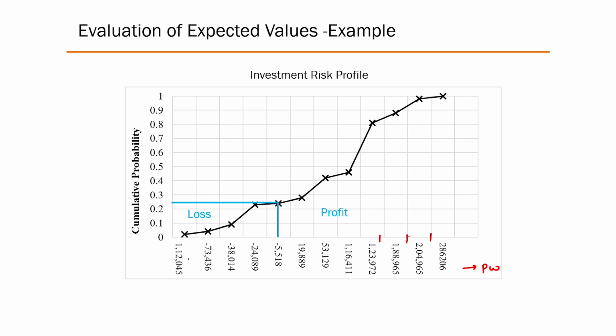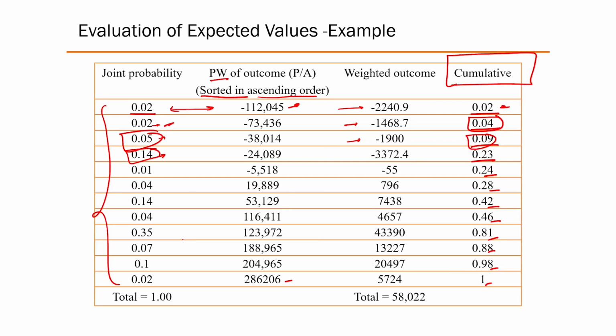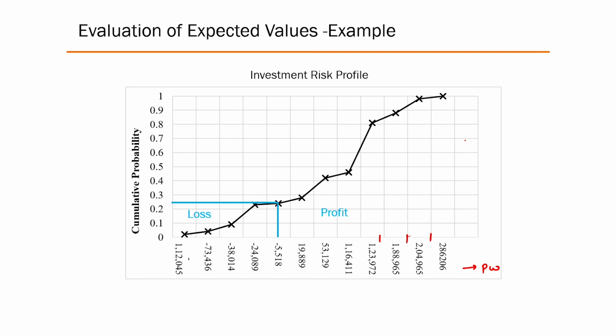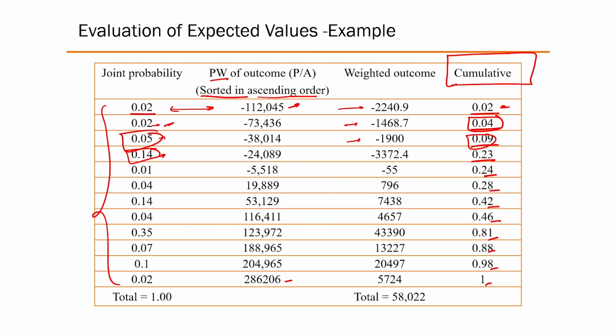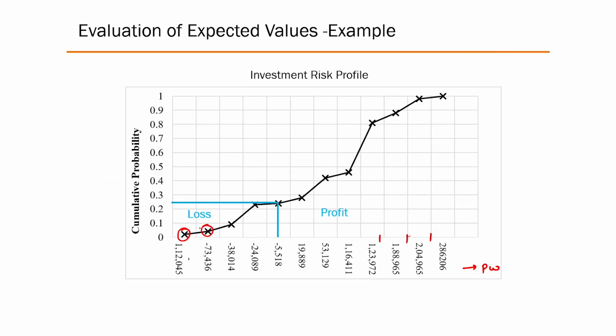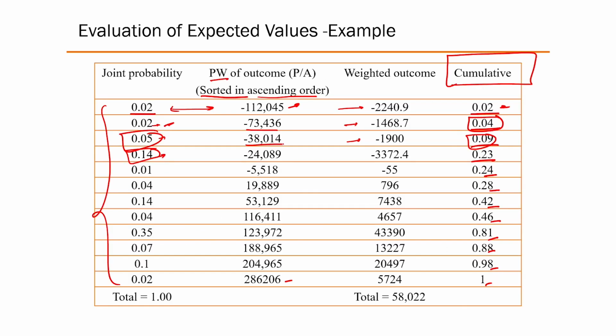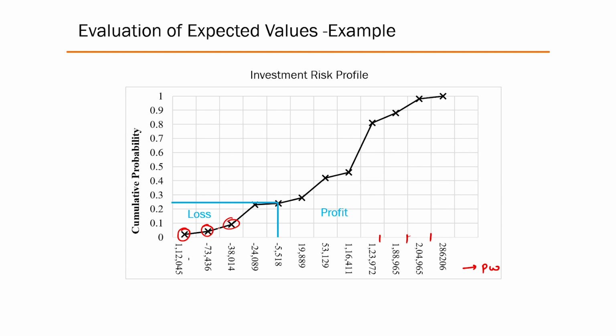And now the cumulative probability will give you this idea. For the first series, at minus 1,1, the cumulative probability is 0.02. Then the second series is minus 73,000, and the cumulative probability is 0.04. Then 0.05, and so on and so forth.